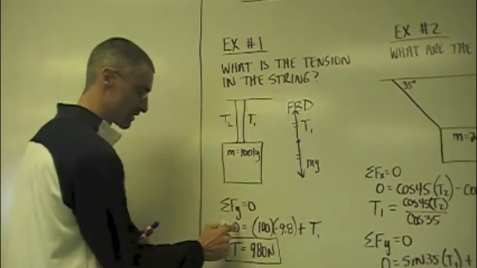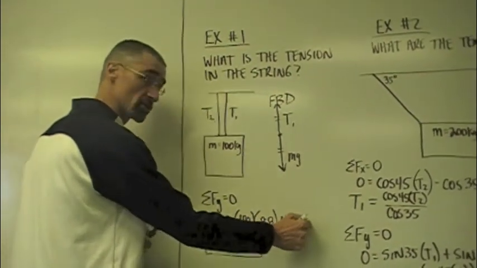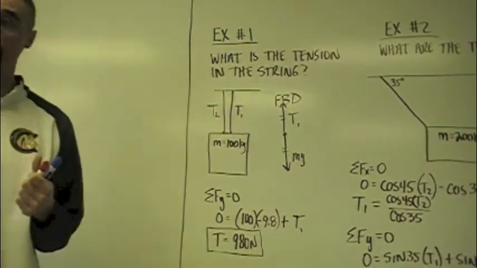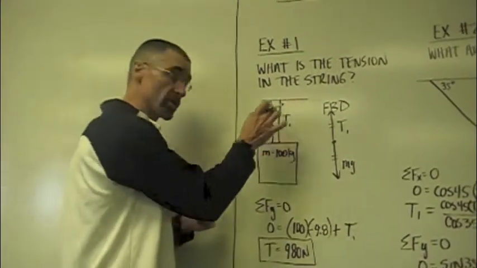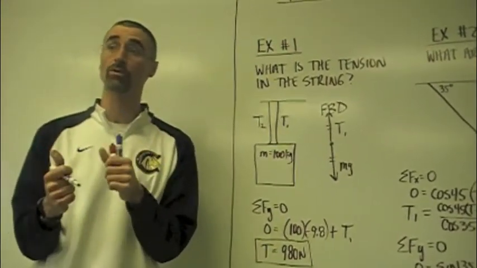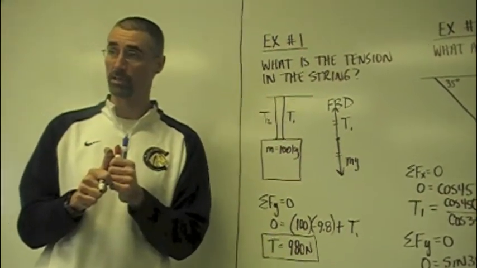Instead, we'd have 0 equals 100 times negative 9.8 plus T1 plus T2. And guys, this is a concept I want you to make sure you get. If we have two strings, then they're going to share the tension equally if they're both pulling up at the same angle. Okay? Does that make sense?